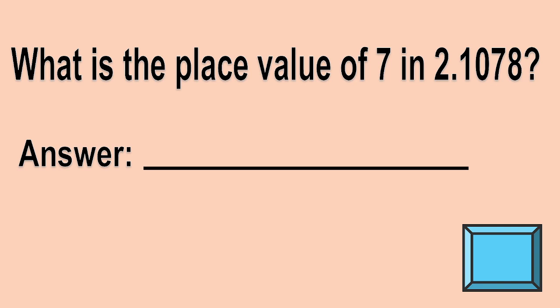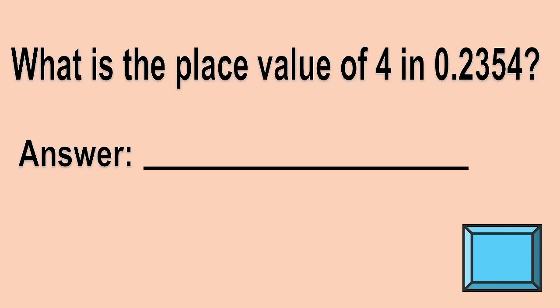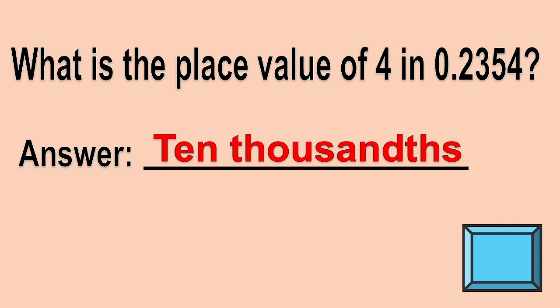What is the place value of 7 in 2 and 1,078 10,000ths? Time's up. The answer is thousandths. Another. What is the place value of 4 in 2,354 10,000ths? Time's up. The answer is 10,000ths.